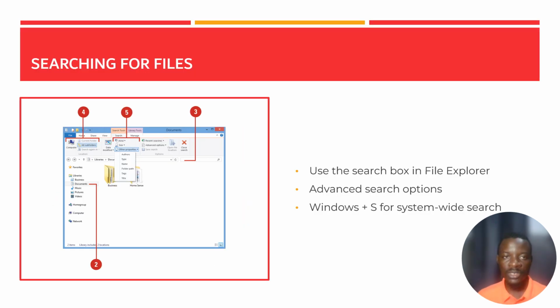The File Explorer search box is powerful for looking for files. Sometimes you work on your files and you don't know where they are. The File Explorer search feature allows you to search with keywords, and the results appear as you type. You can also use advanced options to search for more specific queries. For a system-wide search, that means searching the whole system, you can use the shortcut Windows key then S to open a system-wide search.